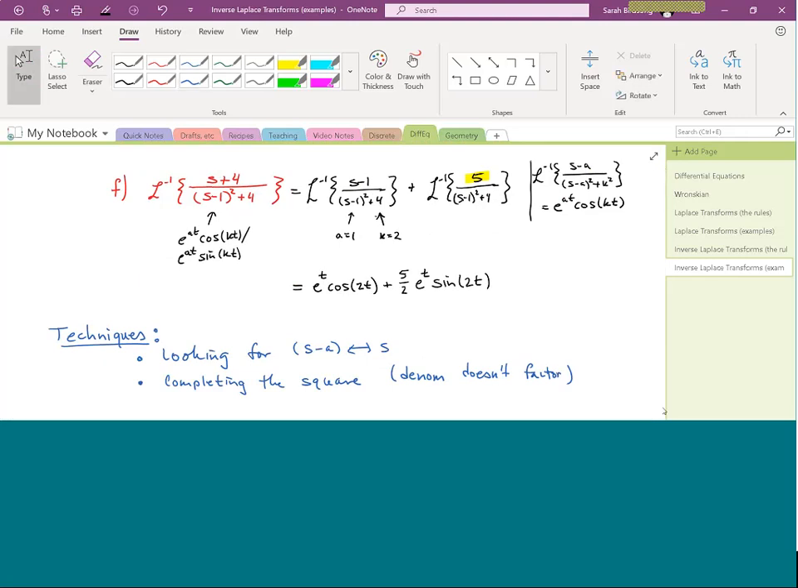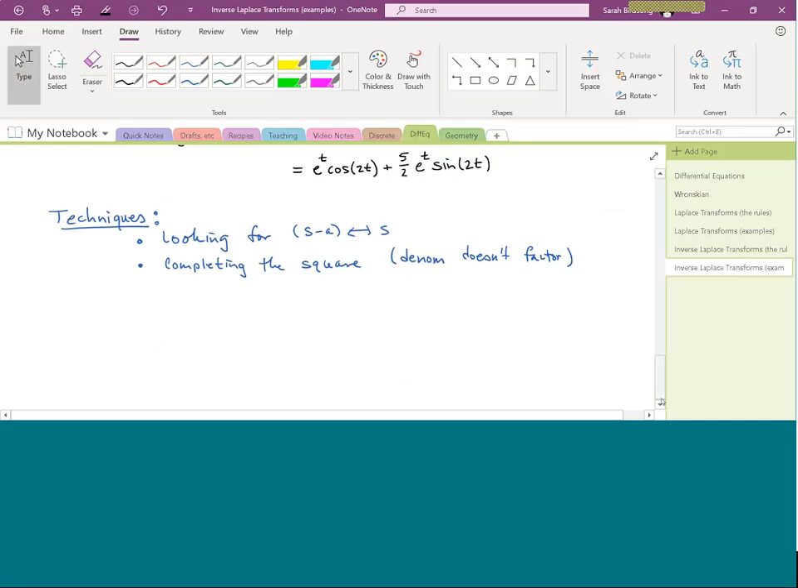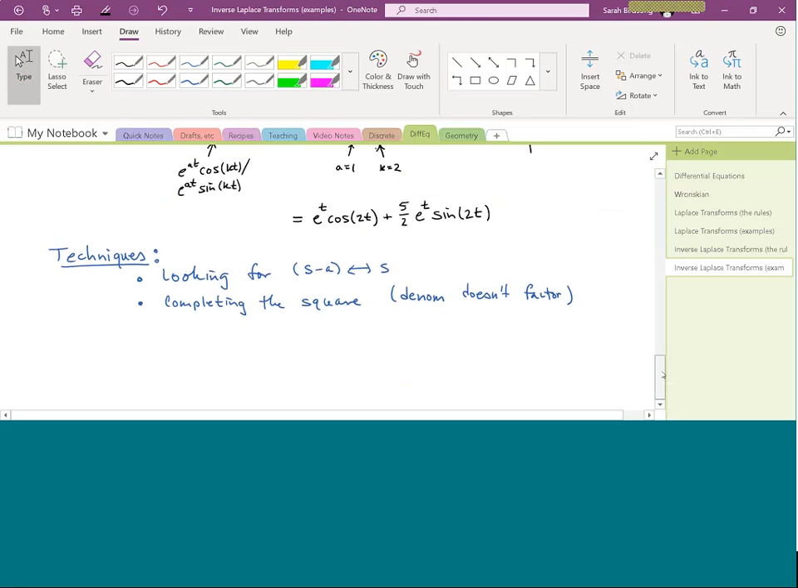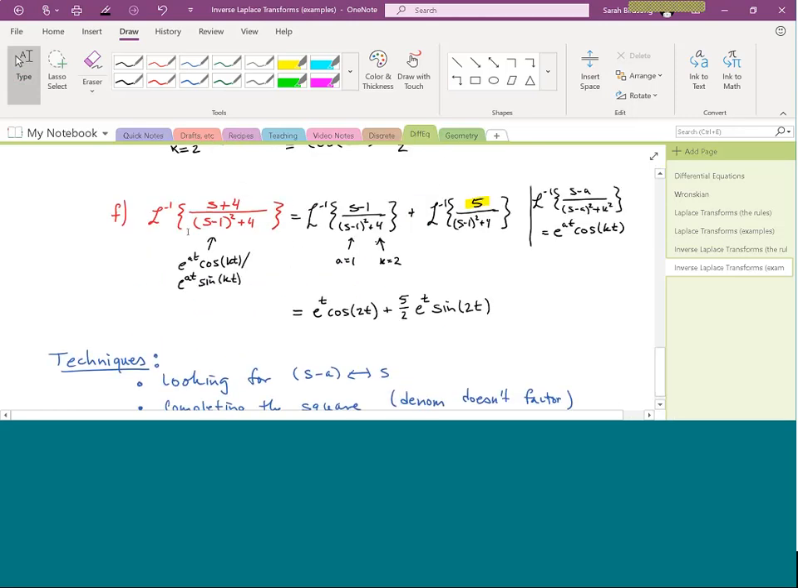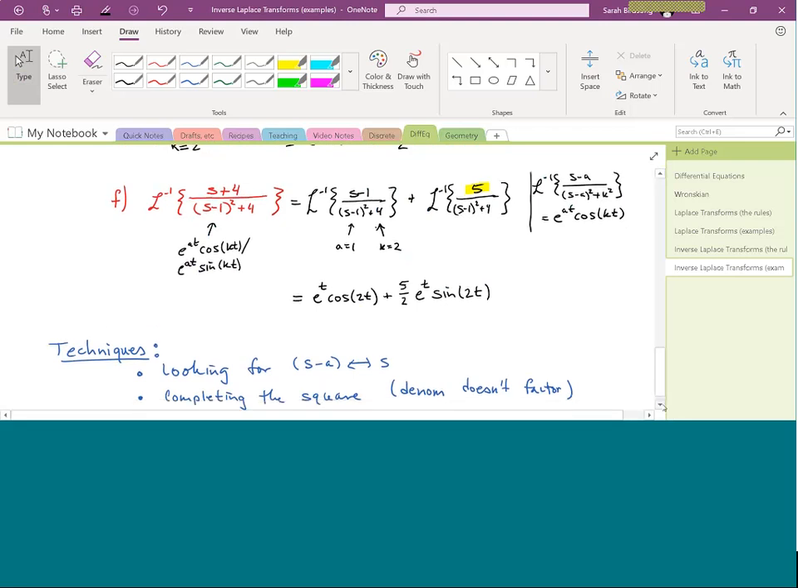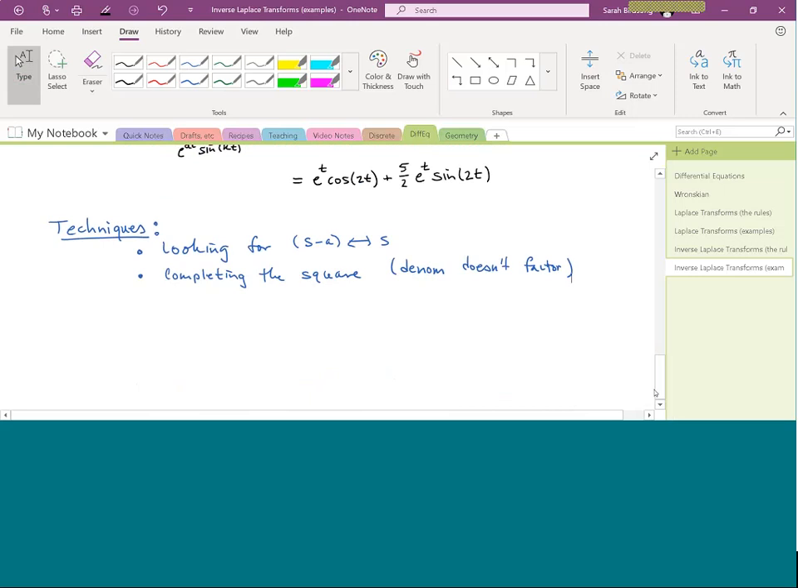Now, what's going to happen if you complete the square? If you complete the square, you're always going to end up with the denominator of your fraction looking something like the last example we just had. So it will always be a sine or a cosine with an e involved. So this gives you back e to the at sine of something, e to the at cosine of something, or both of them.